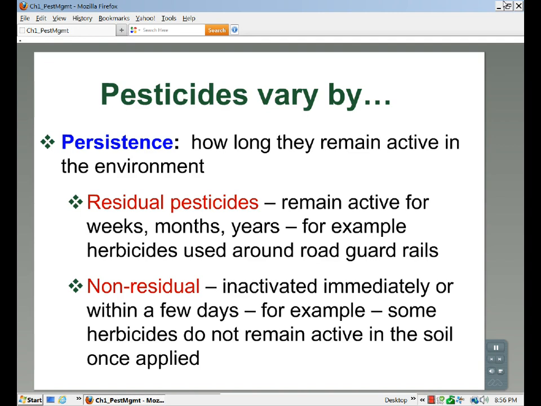Applications of residual herbicides are made to rights of way, so repeated applications are not required throughout the year. Non-residual materials are also available. They break down very quickly.